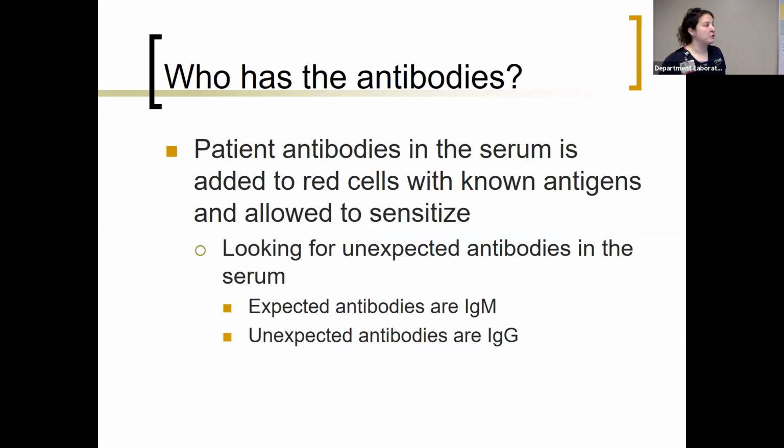Again, make sure you understand patient antibodies are in the plasma, and your antigens are on your commercial manufactured red cells. So we know the antigenic profile of those cells, and we can match the pattern of reactivity in our patient plasma with the presence of the antigen on our commercial cells. We're actually going to do that today. Keep in mind, this is identifying any unexpected IgG antibodies.